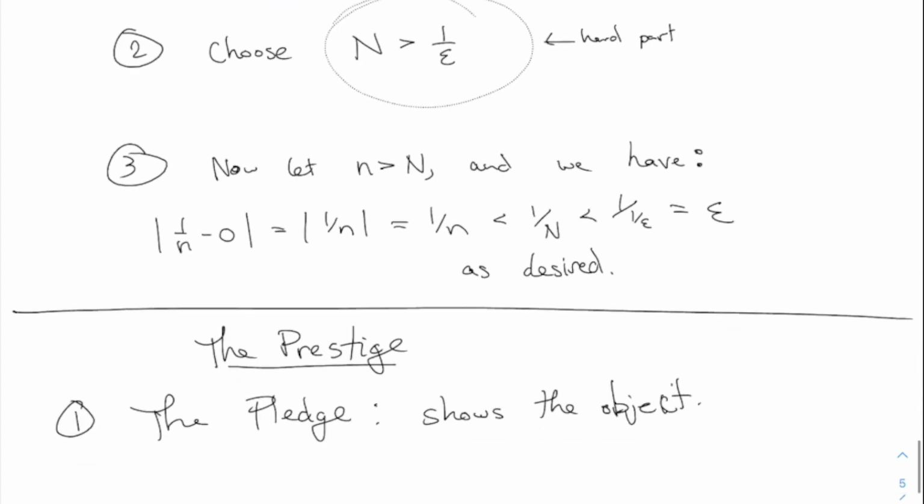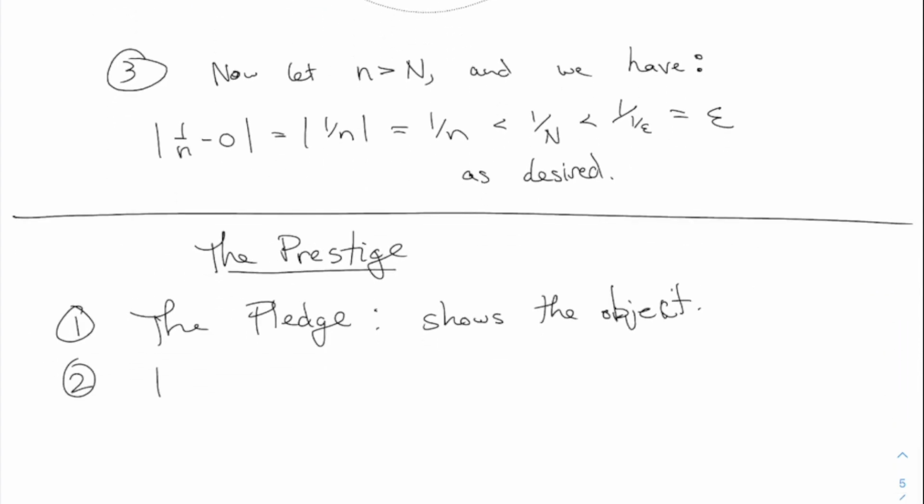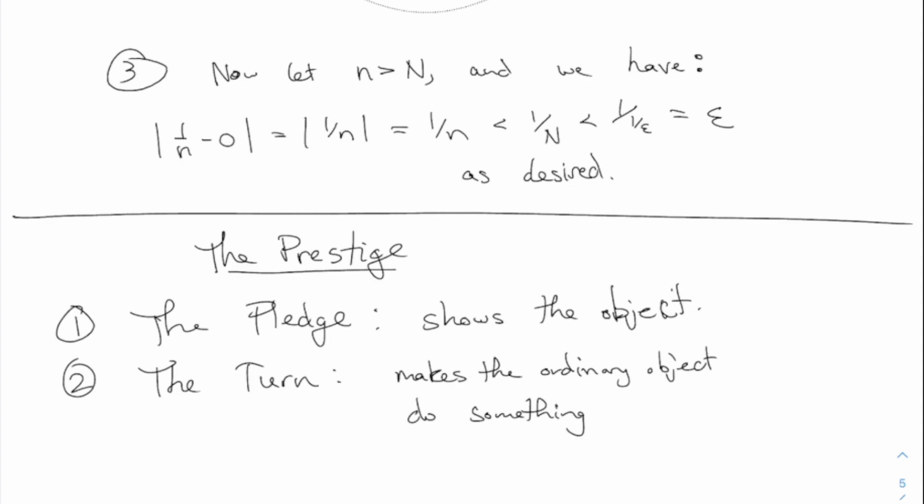Step 2 is where the magic happens. This is called the turn. The magician makes the ordinary object do something extraordinary. So in step 1, maybe the magician shows you their empty hat, and then in step 2, they pull the rabbit out of the hat. Makes the ordinary object do something extraordinary.